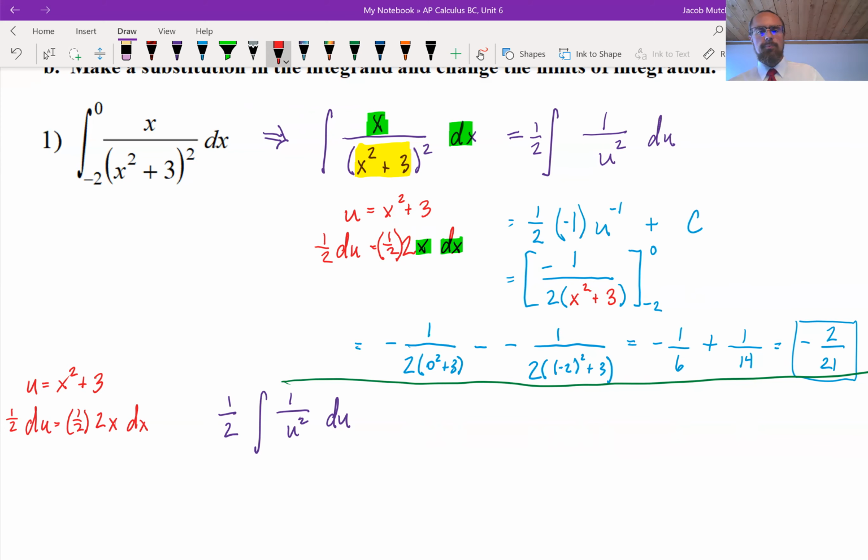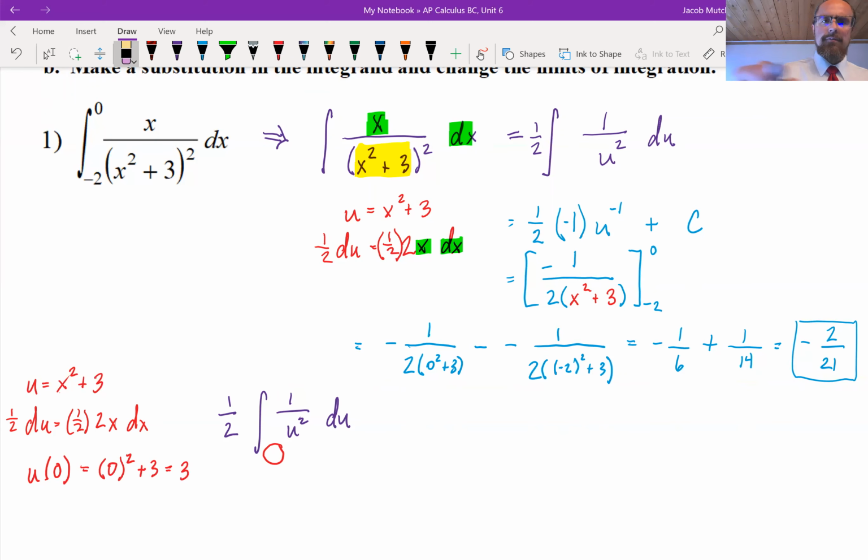Now, all that's the same. What changes at this point is I actually want to include limits of integration, but they need to be evaluated within the u substitution. So I'm going to evaluate u at 0. Basically, I take the way I've defined u, x squared plus 3, and plug in 0 for x. So that's going to be 0 squared plus 3, and I'm going to evaluate that. That's 3. So my new upper limit of integration is going to be positive 3.